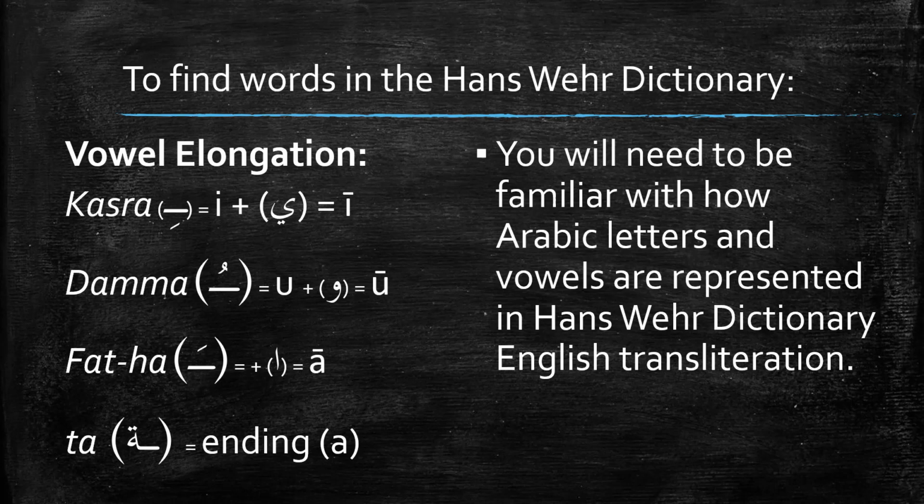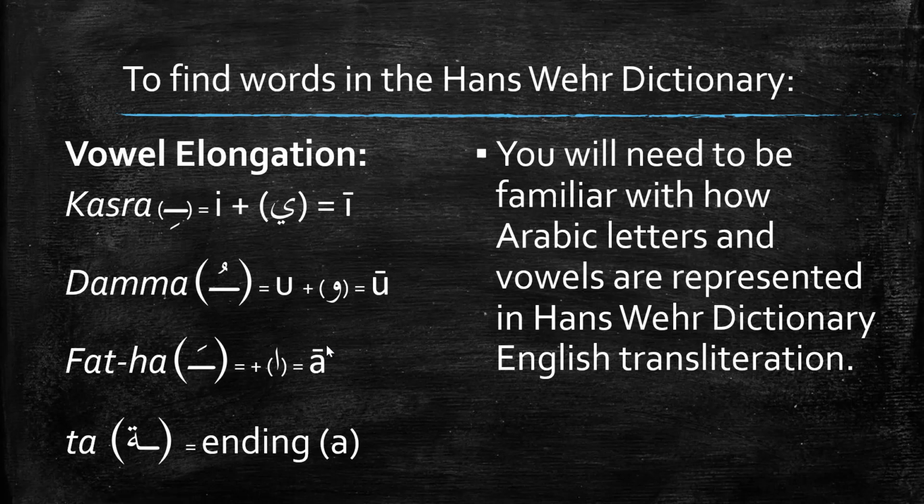Okay. We have dhamma. Dhamma is equal to the U. The dhamma is elongated by waw. So if you see a dhamma that's been elongated, you'll see that with U and a macron. The macron is used to show elongation. For fatha, fatha is elongated with aleph. If you see fatha that's elongated with aleph, that'll be represented by A with a macron.